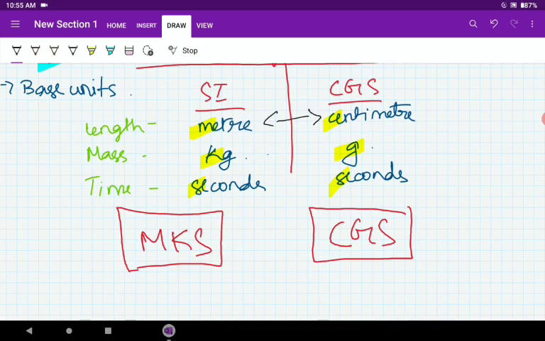Seconds is same for both. There is no need for conversion here. So this will be done because kilo is actually a prefix which is used in front of gram, while centi is also a prefix which is used in front of meter. So these are interconvertible, and so we are clear about both these units.